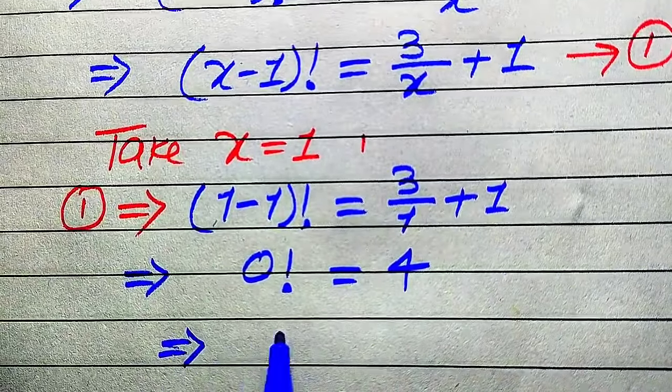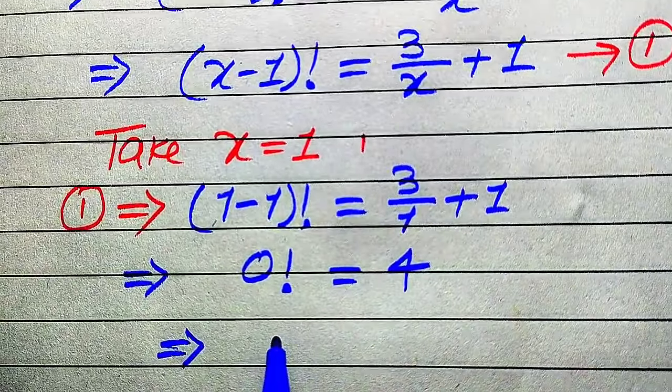And here we know that 0 factorial becomes 1, so 1 equals 4. In general, 1 is not equal to 4, or in other words, it is not possible. It is not possible that 1 is equal to 4, so we reject this case. It means that x equals 1 is not satisfied in the above equation number 1.